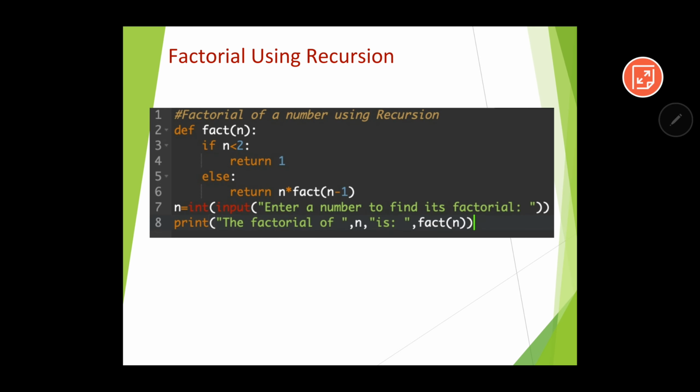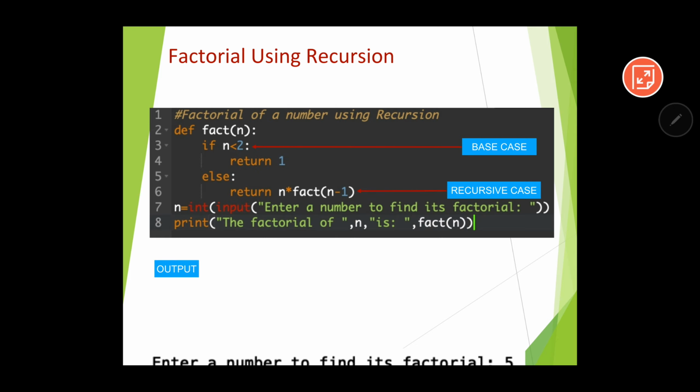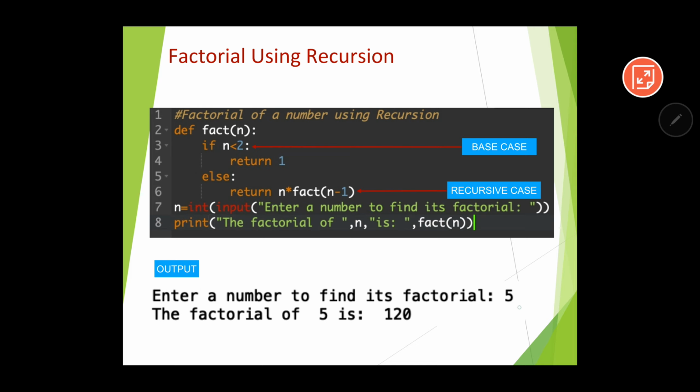So this was our code for finding out the factorial of a number. Here n less than 2, this particular case can be termed as the base case because it is helping the program to stop. And this line is helping the program to run again and again until completion. So it is a recursive case. Since it has both a base case and a recursive case, it can be called a sensible recursive code. If I run it, we'll get the output as follows for input as 5.